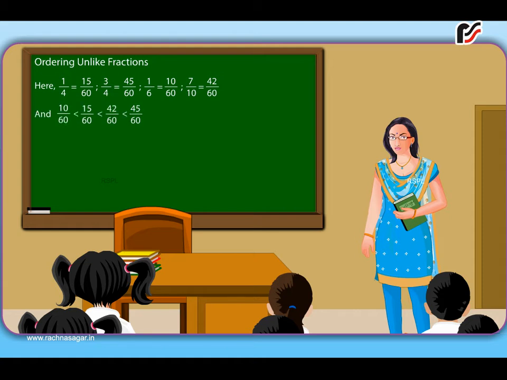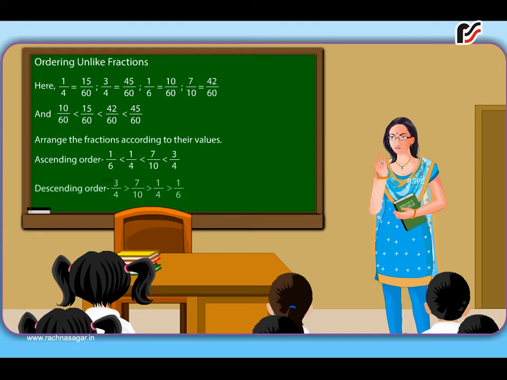And 10/60 is smaller than 15/60, which is smaller than 42/60, which is smaller than 45/60. Arrange the fractions according to their values. Ascending order: 1/6 is smaller than 1/4, which is smaller than 7/10, which is smaller than 3/4. Descending order: 3/4 is greater than 7/10, which is greater than 1/4, which is greater than 1/6.